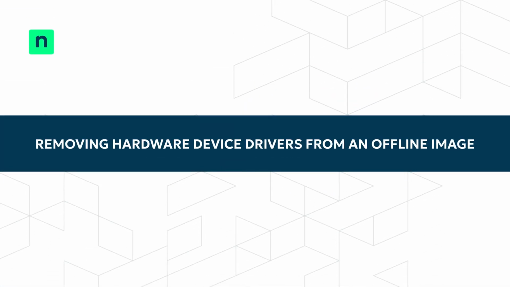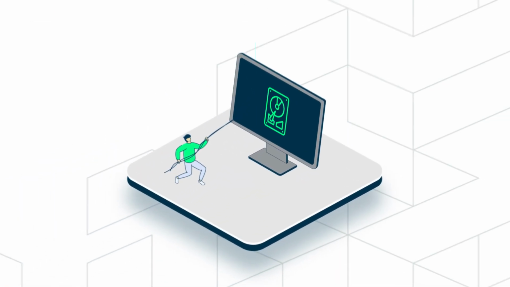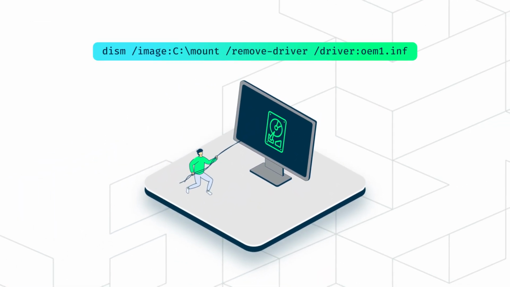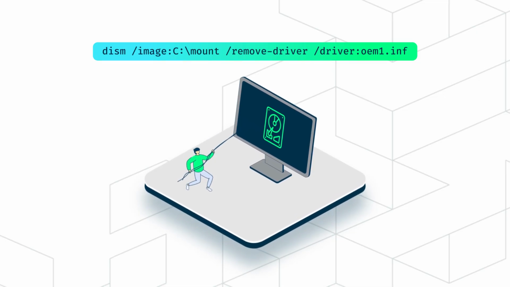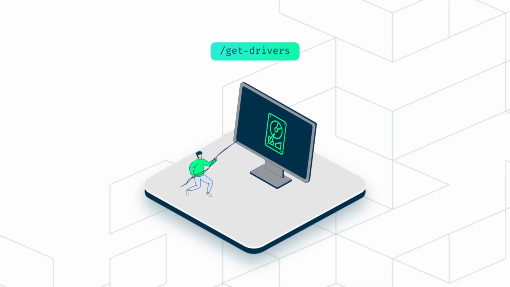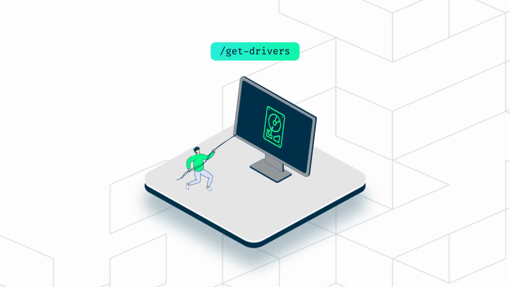Removing hardware device drivers from an offline image. To remove an old driver from a Windows image, use this command. Just replace OEM1.inf with the name of the driver you want to delete. After that, run get drivers to make sure the driver was successfully removed.